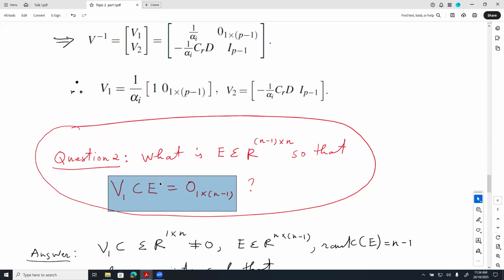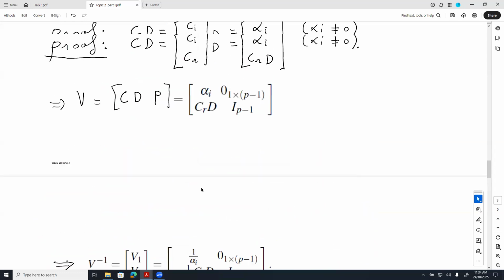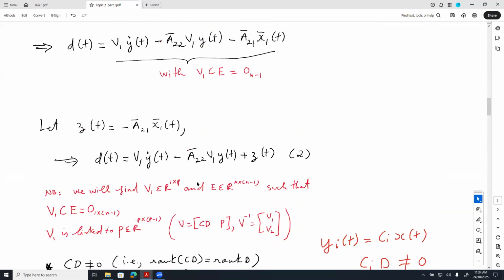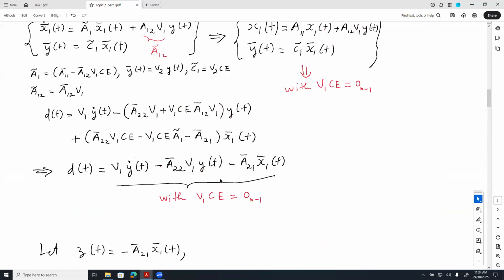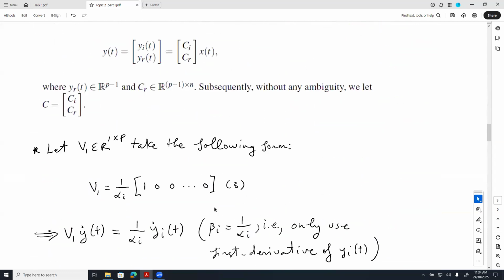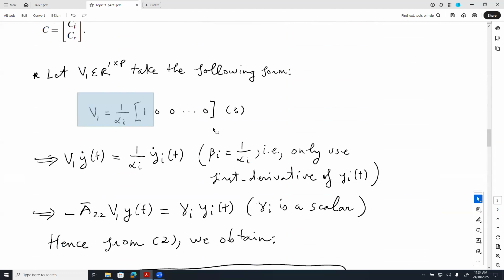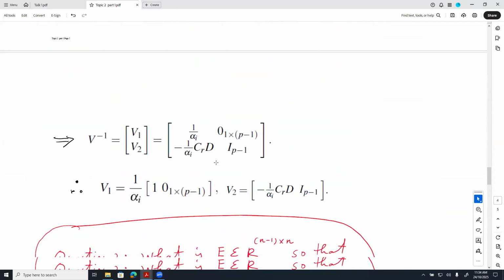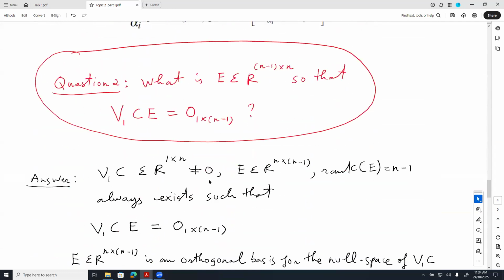Okay, and this is the one that we impose in our development. All right, in our development, we say that to simplify the decomposition further, we just make this term equal to 0. And now we impose a metric V1 in this form. So how do we find the metric E?